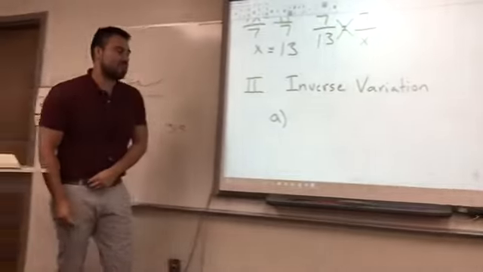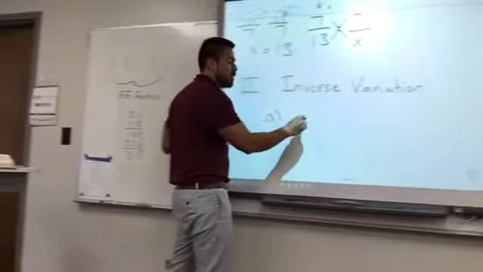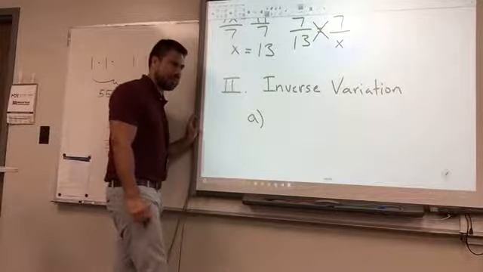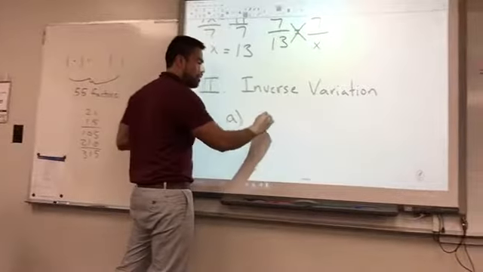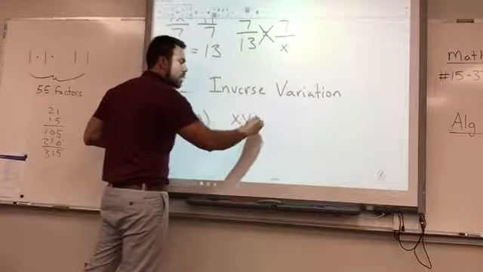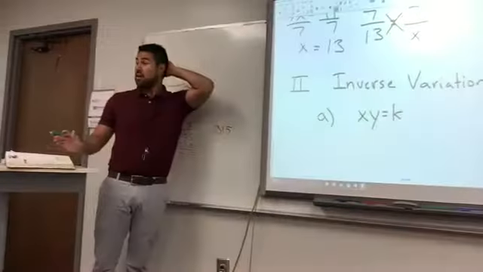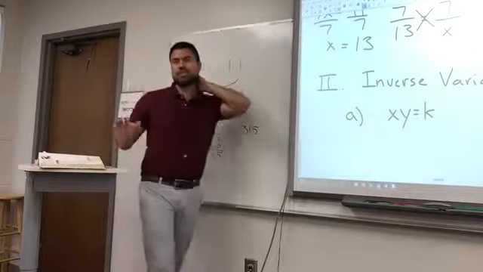Inverse variation. There are two ways to do it. The first way is the equation method, which I would call superior to the proportion method for this problem. But that would look like x times y equals k. X times y equals k. And some of you already said direct is this.